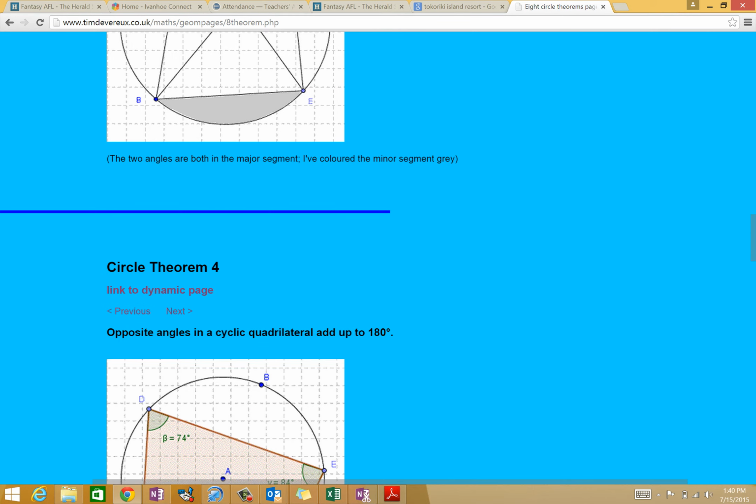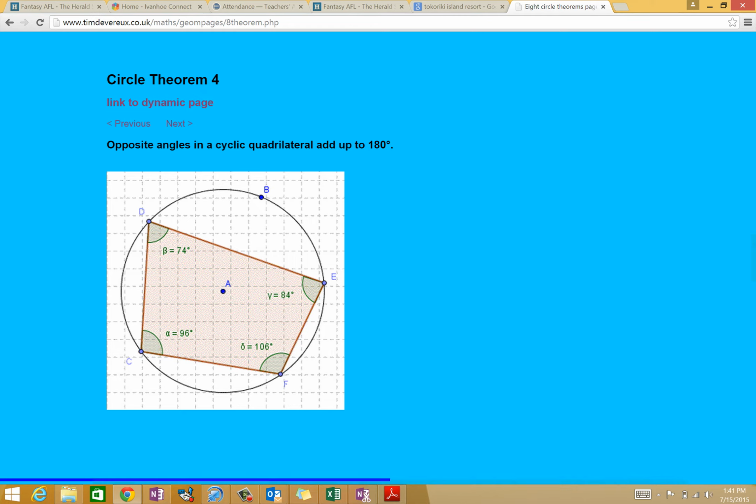What about this one? It says opposite angles in a cyclic quadrilateral. What does a quadrilateral mean? 4 sides. Add up to 180 degrees. You can see there that if I draw, how many chords have we got? 1, 2, 3, 4. A chord is when we draw a line from the outside of the perimeter of the circle to another point on the perimeter of the circle. So this is what we call a quadrilateral, and that is another circular theorem. Okay? That's exactly right.